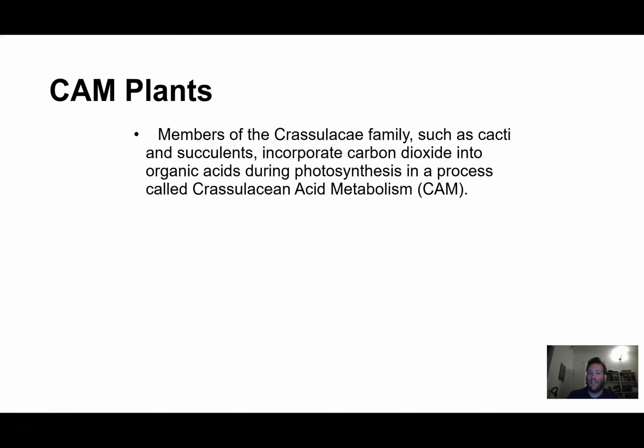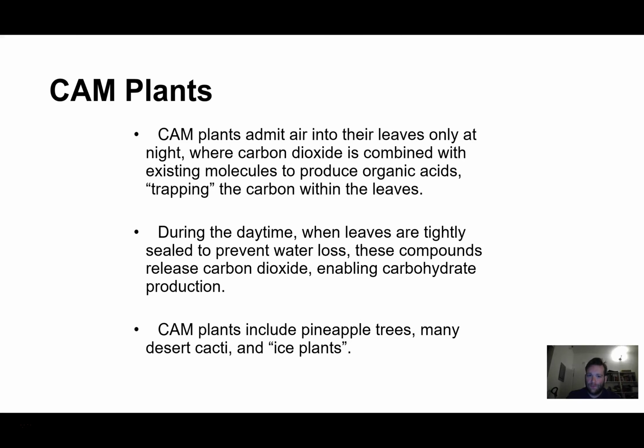Another type that we'll have is CAM plants. So CAM plants are those that are going to incorporate an entirely different acid. And you'll see these in things like cacti, some succulents. What they're going to do is incorporate carbon dioxide into organic acids during photosynthesis in a particular metabolism called CAM, Crassulacean acid metabolism. So CAM plants open their leaves to take in air only at night. So this is a very temporal kind of thing.